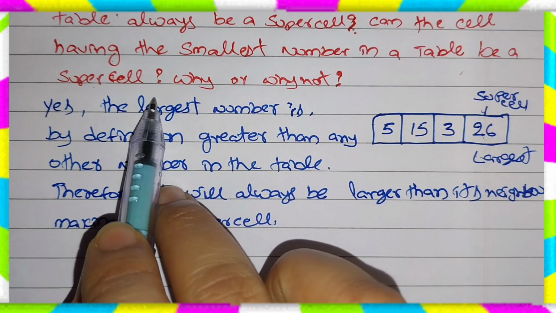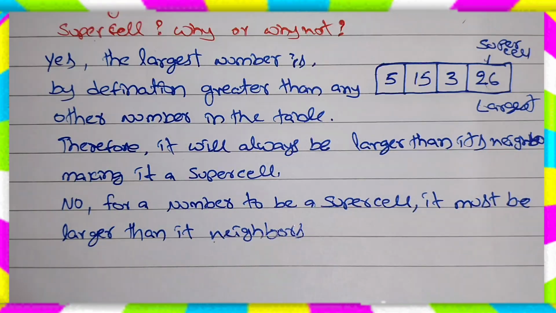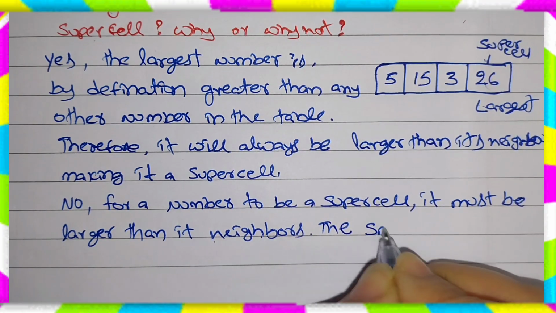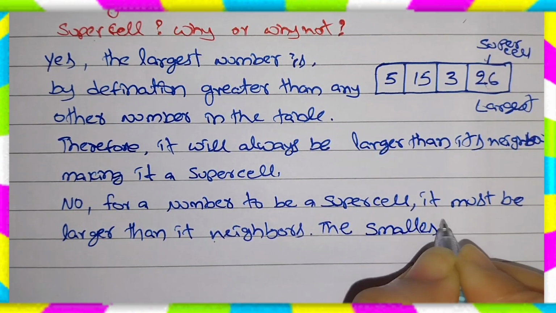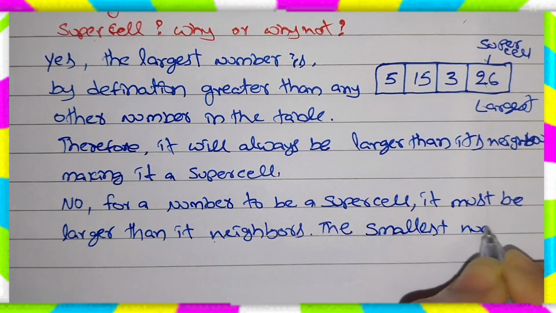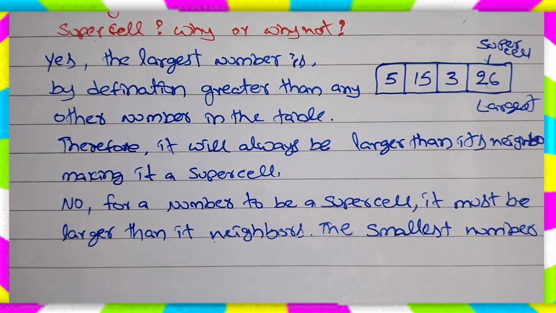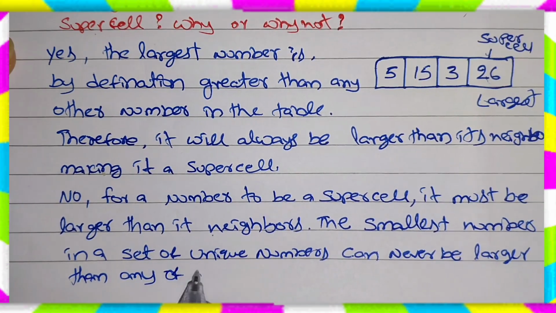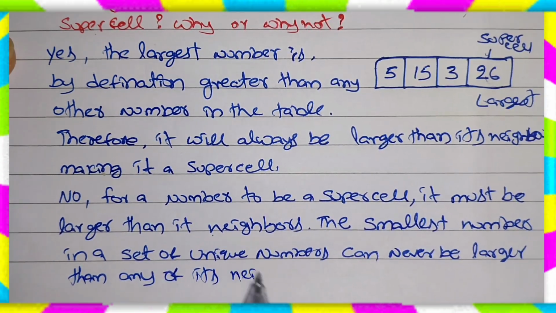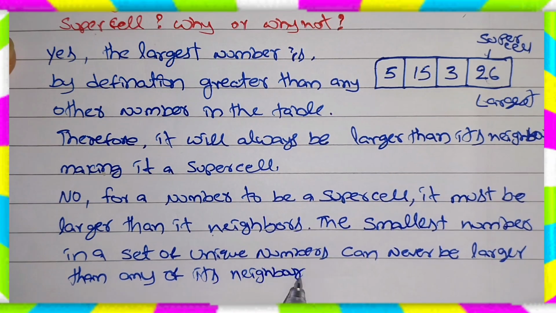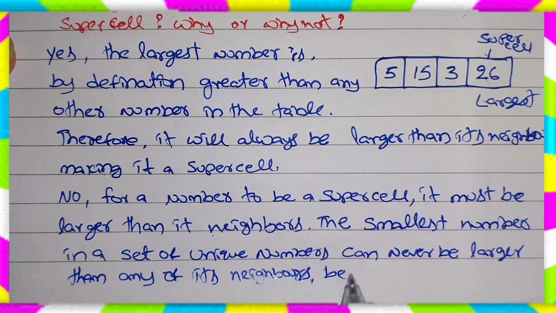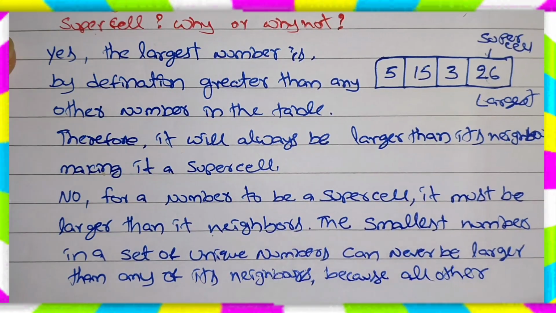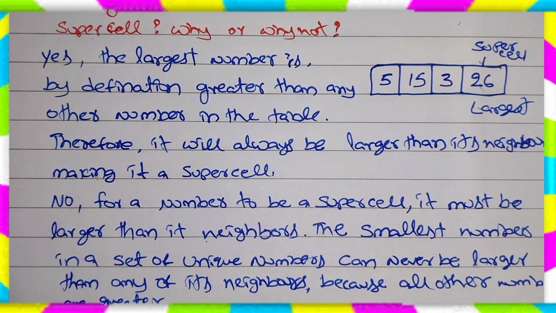The second question they asked, can the smallest number be a supercell? No, for a number to be a supercell, it must be larger than its neighbors. The smallest number in a set of unique numbers can never be larger than any of its neighbors, because all other numbers in the table are greater than it. You have to remember one thing here. The largest number is always a supercell and the smallest number will not be a supercell in the table.